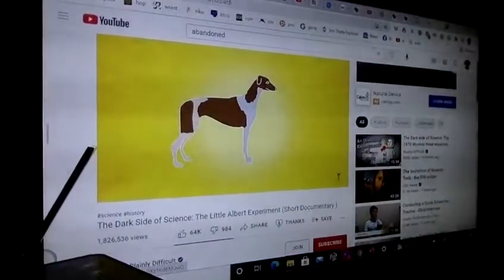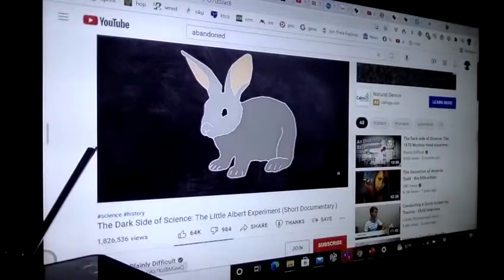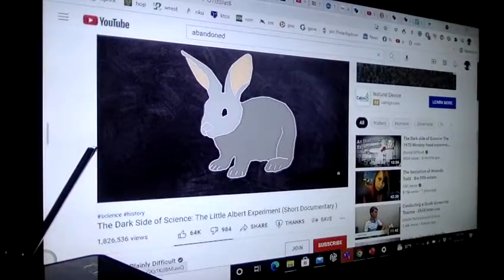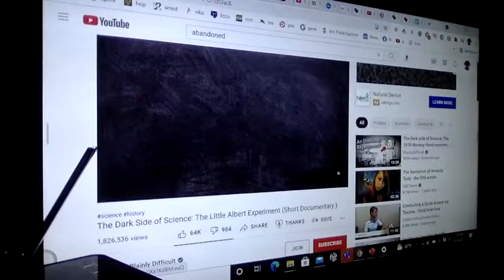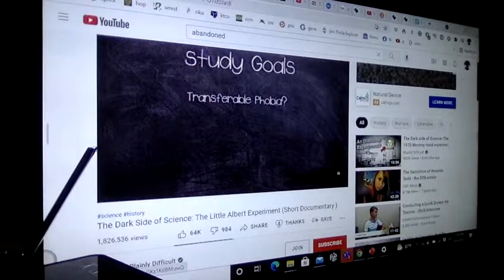For example, one of the cuddly animals from his 1919 study. This would be done by introducing a neutral stimulus, like a rabbit, with a scary stimulus, for example, a loud banging sound. They tried to answer the following question: could a fear stimulus be transferred to other animals or other inanimate objects?